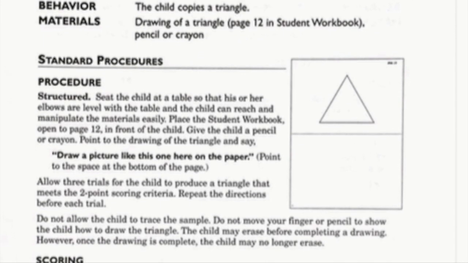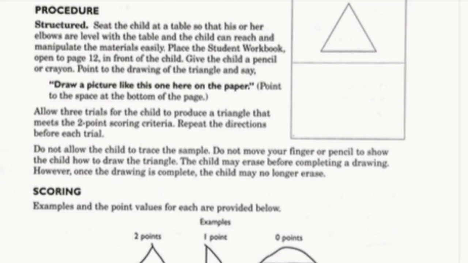From our demonstration, the child would receive a score of 1 point because she chose 4 out of 6 situations correctly. In this perceptual motor assessment, the child copies a triangle.